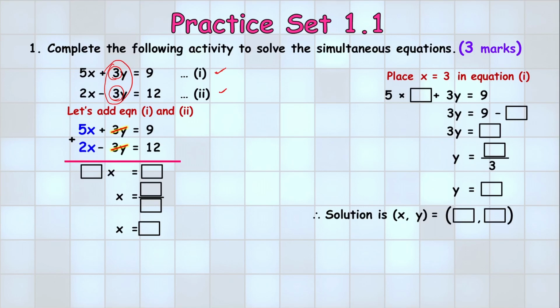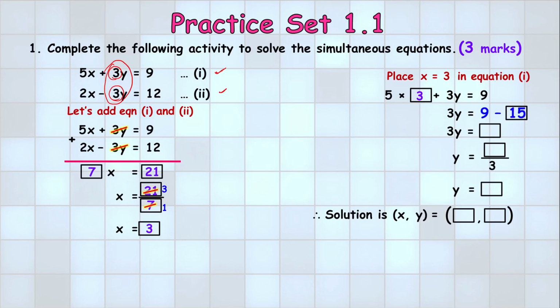So now I get 5x plus 2x, that is 7x, that is equal to 21, 12 plus 9. So x is equal to 21 upon 7, that is 3. Once you get x, substitute in any one of the equations. So if x is equal to 3, putting it in equation 1, so I get what?